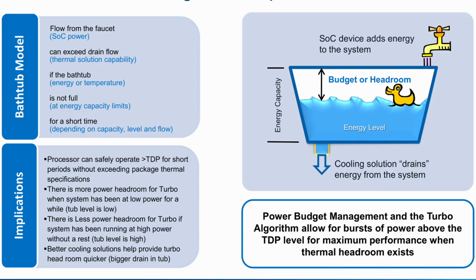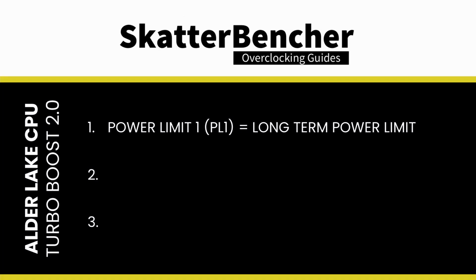The Turbo Boost algorithm works according to a proprietary EWMA formula. This stands for exponentially weighted moving average. There are three parameters to consider: PL1, PL2, and tau. Power limit 1 or PL1 is the threshold that the average power will not exceed. Historically, this has always been set equal to Intel's advertised TDP.